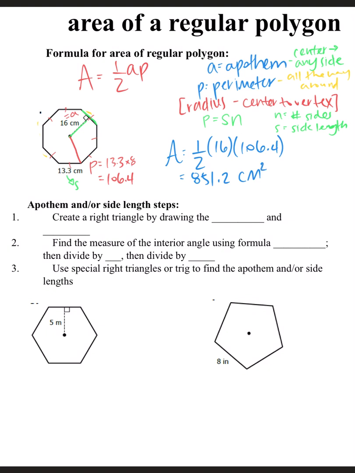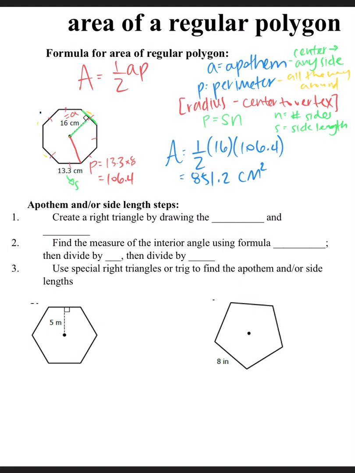This would be good and easy if every time we were given the apothem and the side length so that we could find the perimeter. But guess what? We won't always have that luxury. So we might have to find the apothem or the side length, either one. And we're going to find it using either special right triangles or mostly maybe trig. I'm going to use trig just because I think it's easier in this instance.